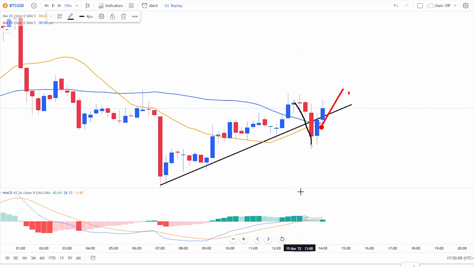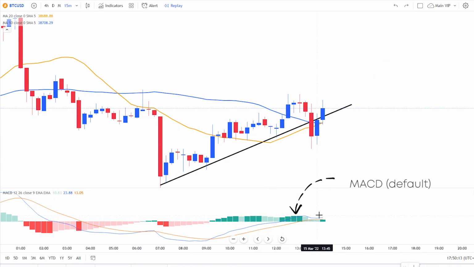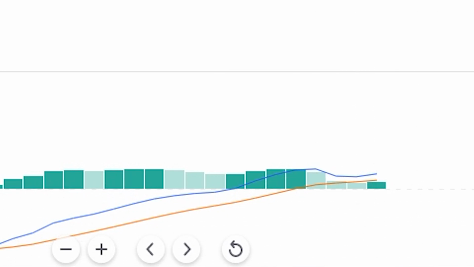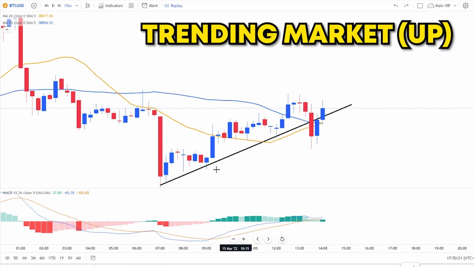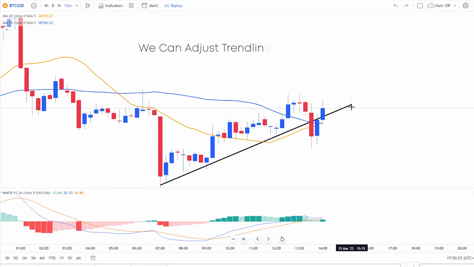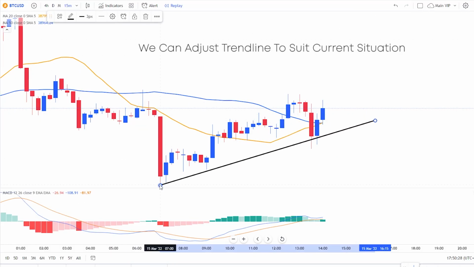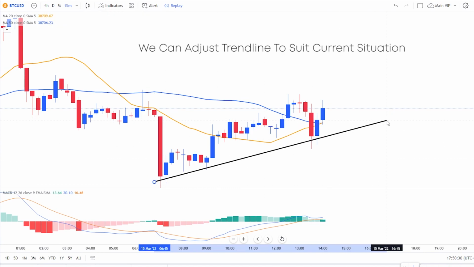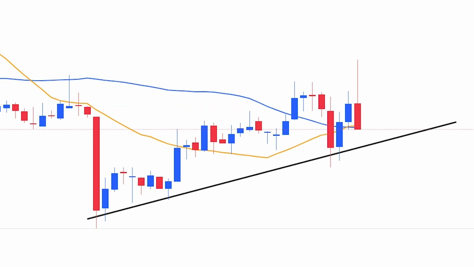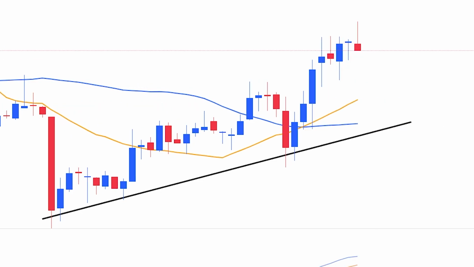It crossed again towards the downside, but we had a push towards the upside. But if we have a look at the MACD indicator just over here, we never had the blue line cross the orange line. So we are still in a trending market. So this shouldn't scare us at the moment. We can just adjust the trend line just like this, and it would be a nice fake out in a sense. So let's play the tool again, see what's going on. Boom, it shoots towards the upside.